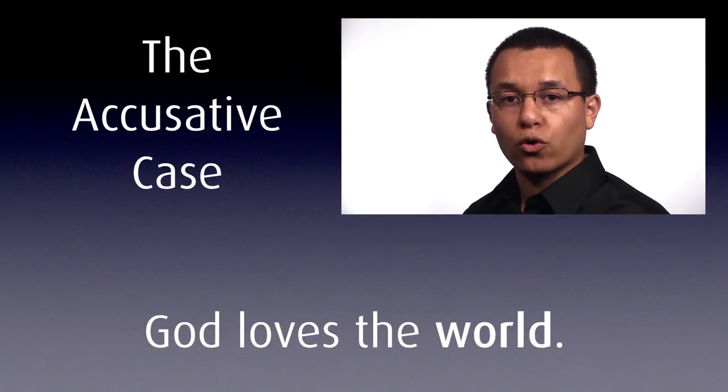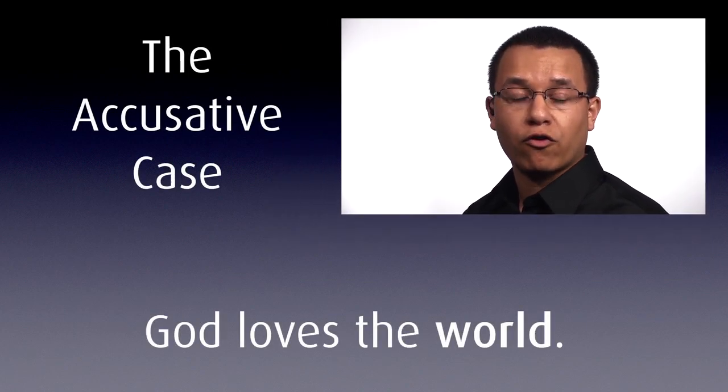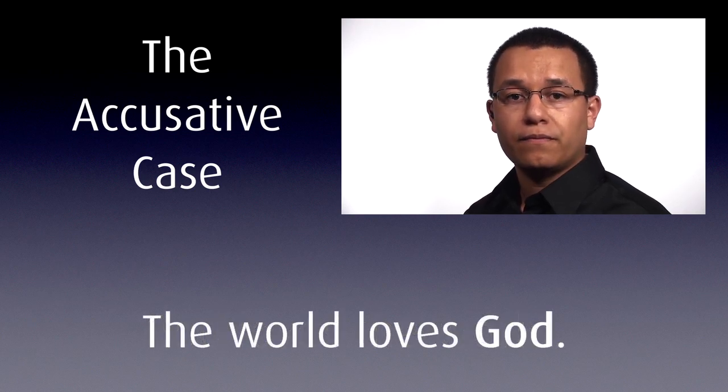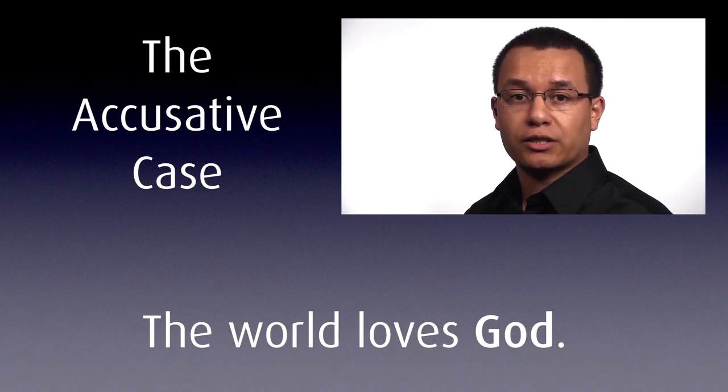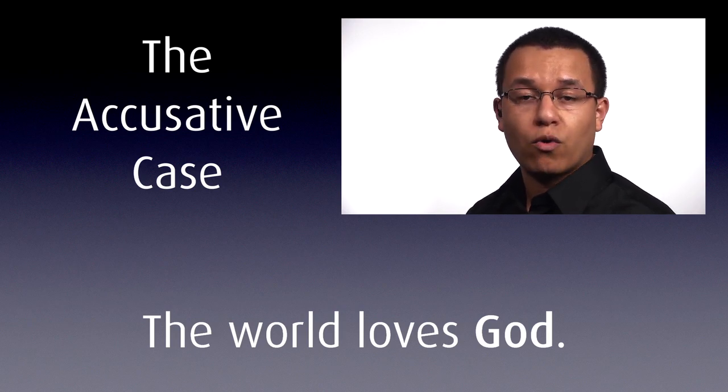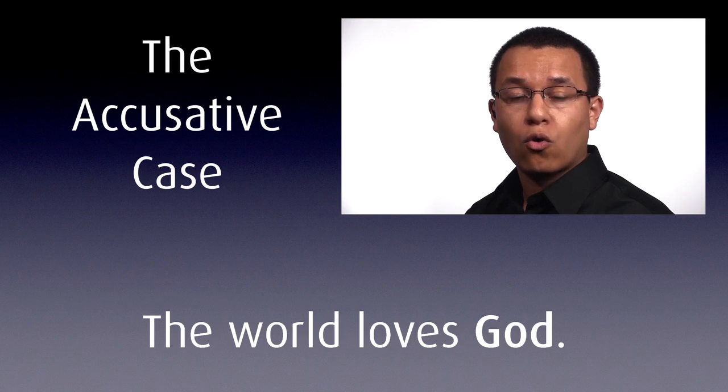Listen to these two sentences. God loves the world. In this sentence, world is the direct object of the verb love. World receives the action of the verb. Here's the next sentence. The world loves God. Here, God is the direct object of the verb love. God receives the action of the verb. Notice that in both sentences, the form of the word didn't change whether it was the subject of the verb or the direct object of the verb.